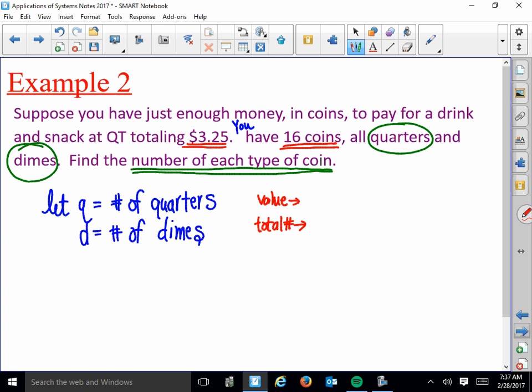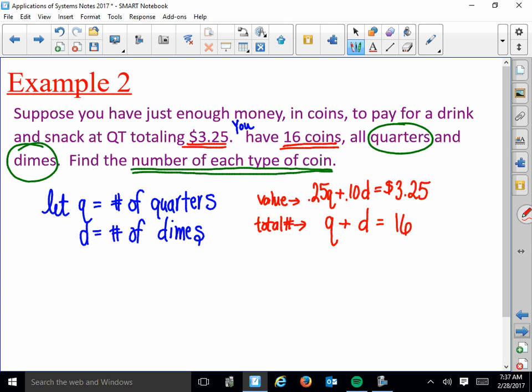Okay, so my total number of coins is 16, which means that quarters plus dimes equals 16. And I know the value is $3.25. Well, where does that value come from? The problem doesn't tell me, but I already know that a quarter is 25 cents and that a dime is 10 cents. Okay, I have a system.